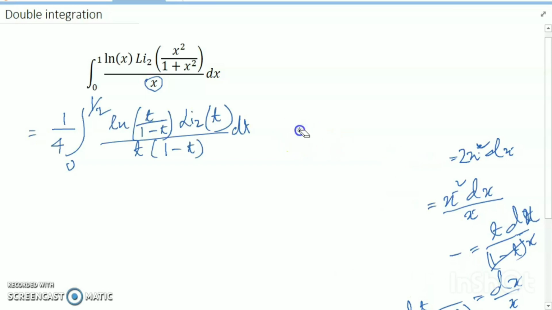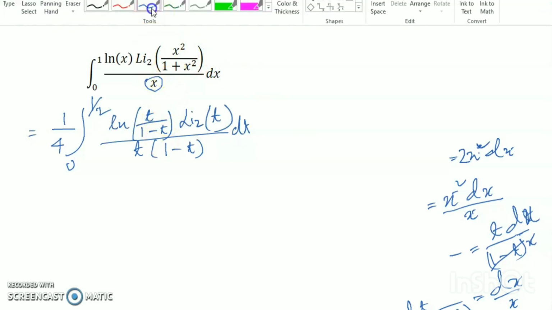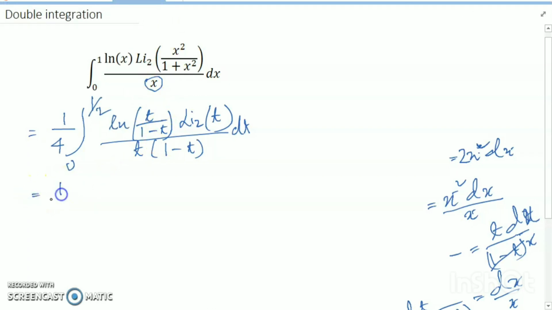So let's start to solve this 1 by 4. So 1 by 4, and I use IBP. When I use IBP, I take Li2 of t as v, and this portion total is u.